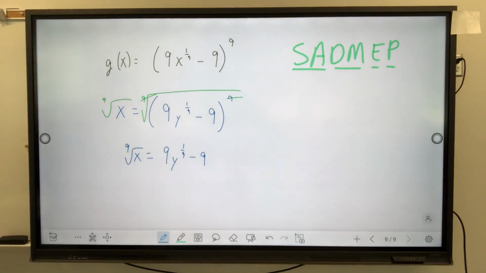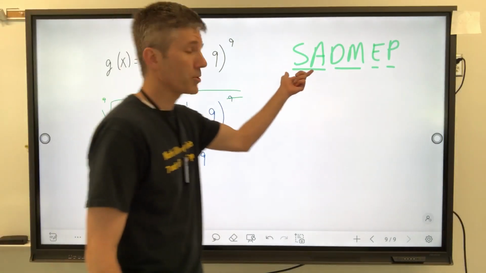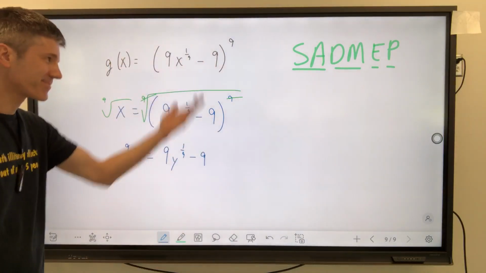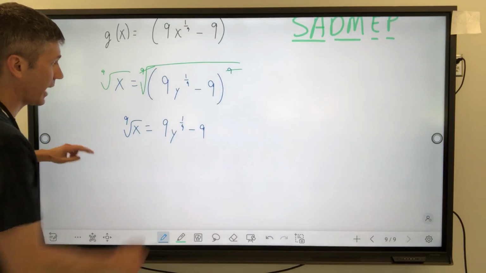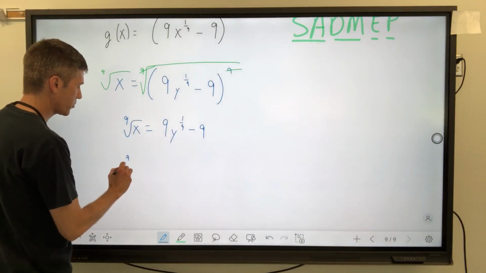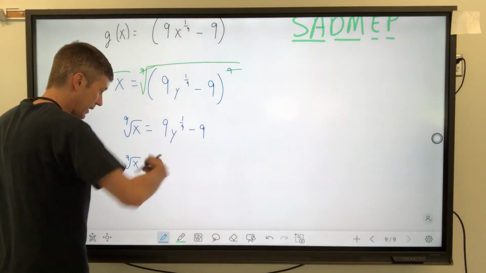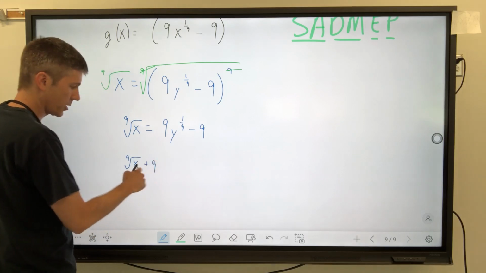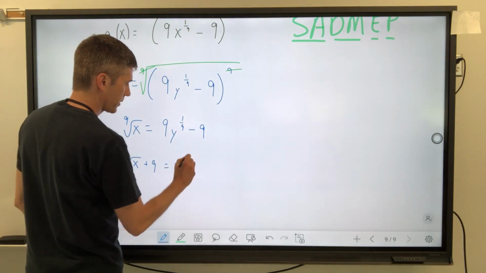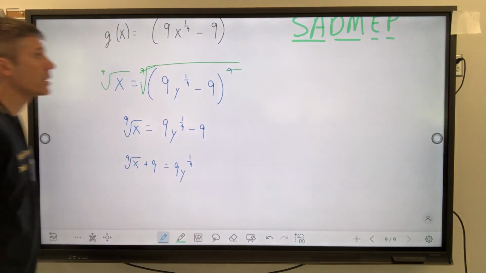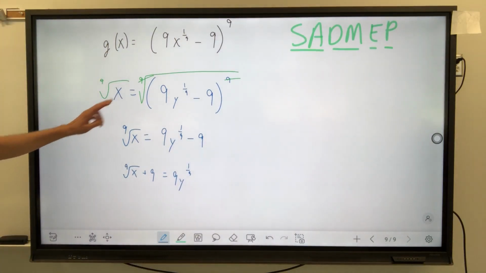Okay, lots of 9s. Start all over. Soupy aardvark. Subtraction and addition. I see it, you see it, we both see it. Let's do it. Let's add this 9 to the other side. So the 9th root of x gets this 9 added to it. Now, it doesn't go under the radical. It wasn't part of that process.